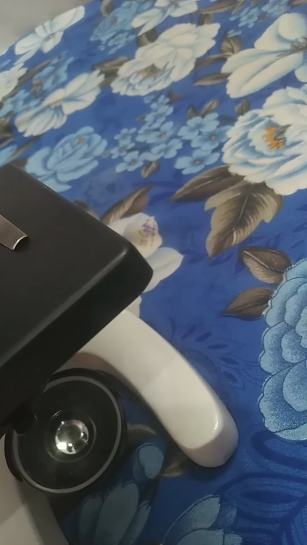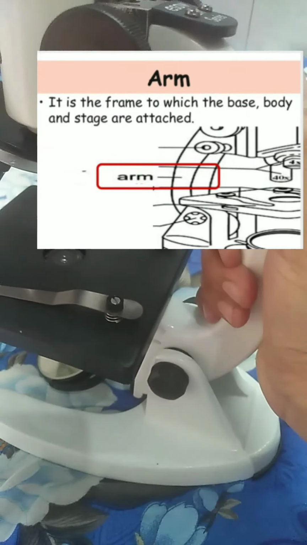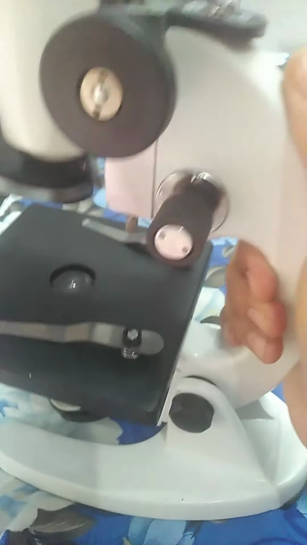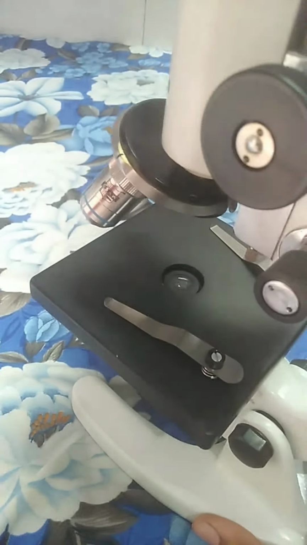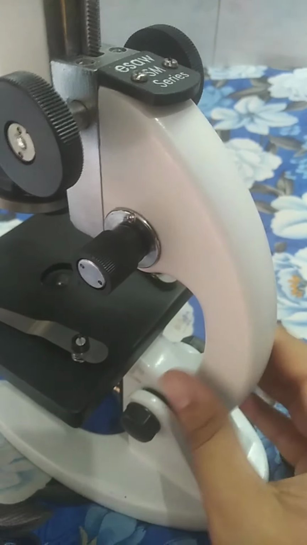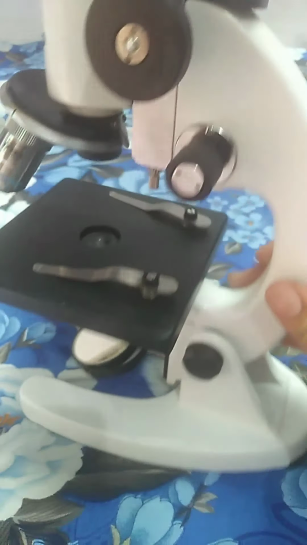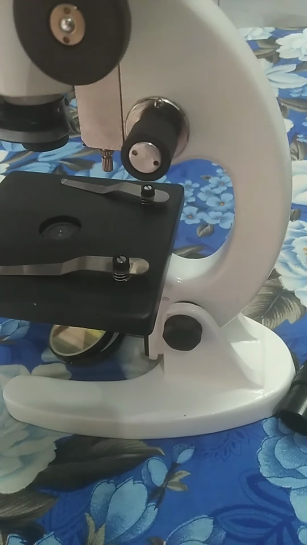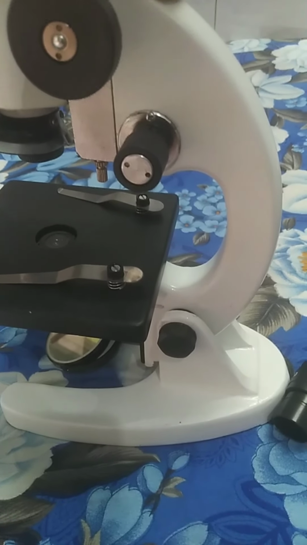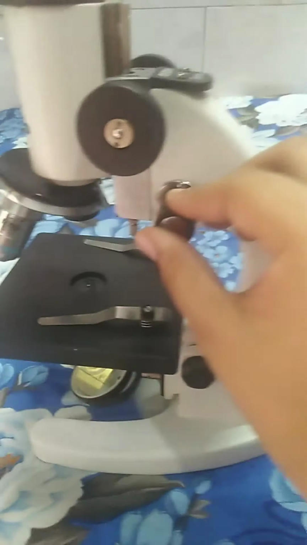Now if I talk about the arm, what is the function of this arm? This is called the arm. It is basically for holding the microscope, so we can carry it from here to here. It is also called the frame of the base, and the body and the stage are attached over it, as you can see. This is called the arm. Now if I move to the next portion, that is the coarse adjustment knob. There are two types of knob which we can see here, this one and this one.